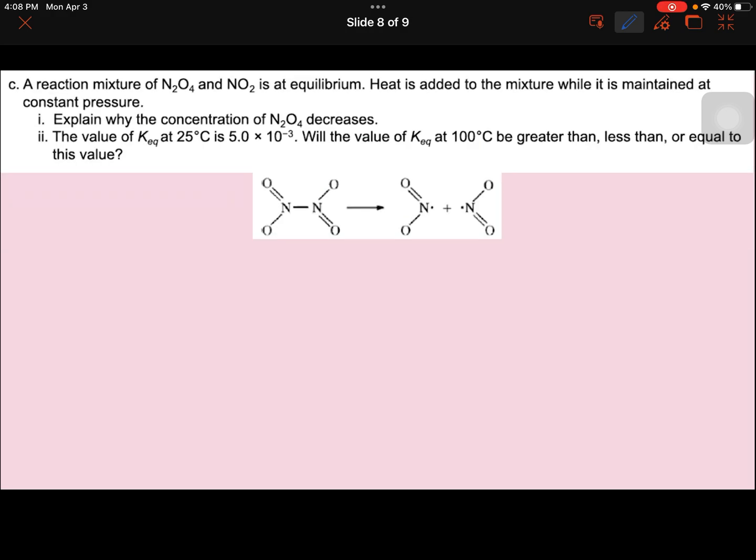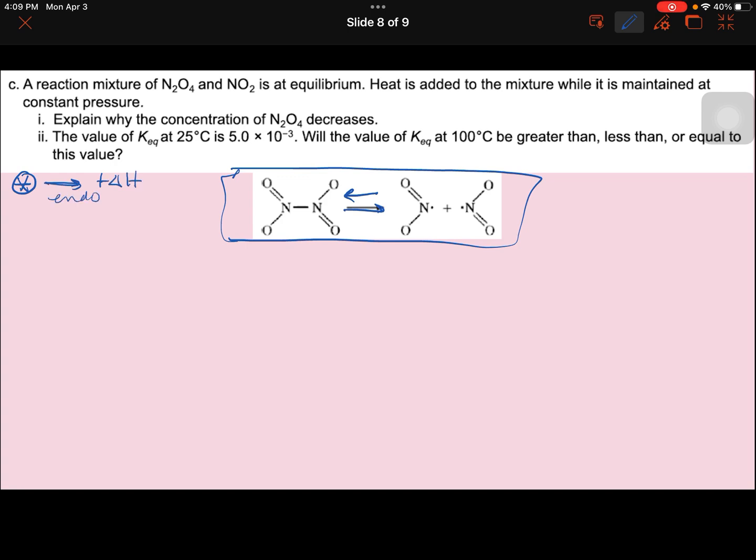There's a follow-up here. Reaction mixture is at equilibrium. So I have both of these things in the same container. It's at equilibrium, so we have conversions occurring. Heat is added to the mixture while it's maintained at constant pressure. So we have already said that the forward reaction has a positive delta H. So the forward reaction is endothermic.